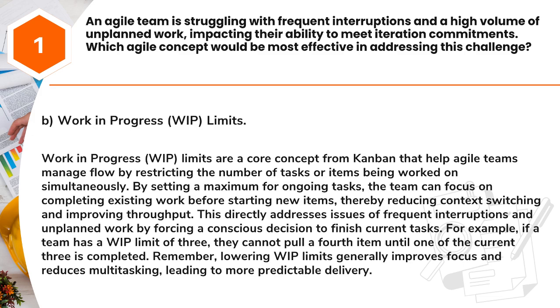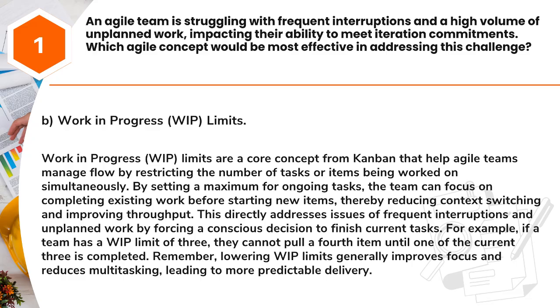Answer: B. Work in progress, WIP, limits. Work in progress, WIP, limits are a core concept from Kanban that help Agile teams manage flow by restricting the number of tasks or items being worked on simultaneously. By setting a maximum for ongoing tasks, the team can focus on completing existing work before starting new items, thereby reducing context switching and improving throughput.